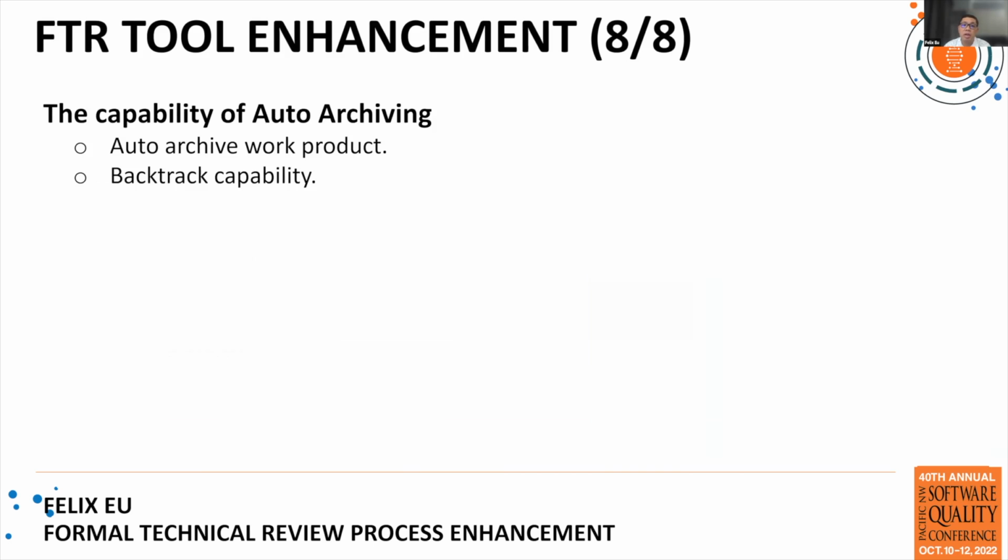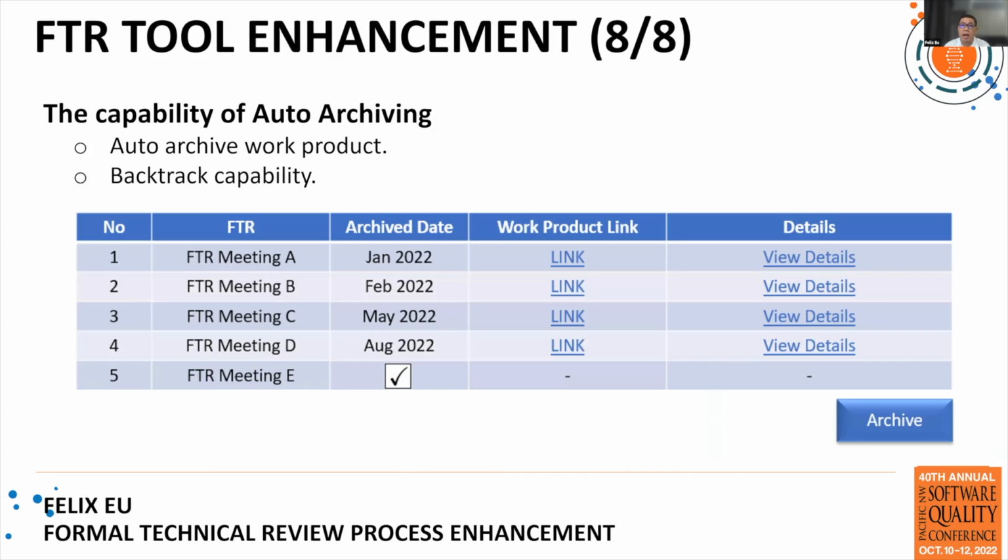And the last one, the capability of auto-archiving. The FDR tool should be able to archive the work product and the review summary report automatically and have the capability to backtrack if needed. This will help to store as review evidence for quality auditing purposes.